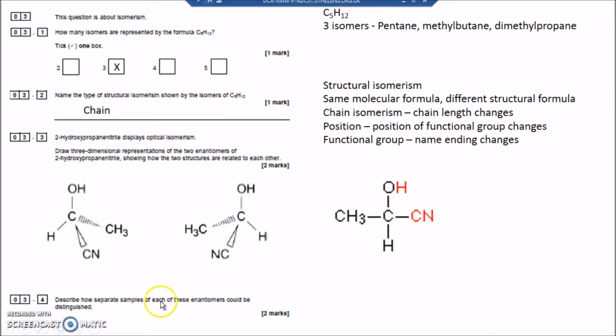Describe how these separate samples of each of the enantiomers could be distinguished. They rotate plane polarized light in different directions, so in opposite directions or in different directions. You've got to have the word rotate, you've got to have the word plane, and you've got to have the word polarized light in different or opposite directions.